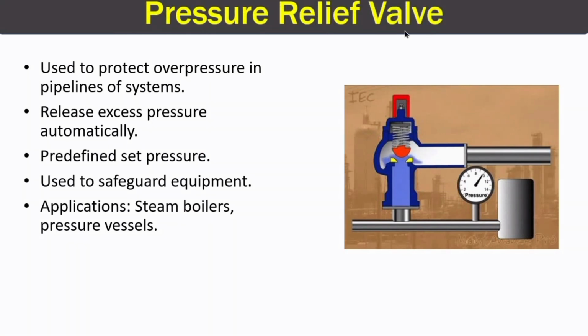Next valve type is pressure relief valve. Whenever in our reservoir there is some excess pressure that can damage or blast the reservoir or tank, this valve will automatically open and it will release that excess pressure. So they are used to protect overpressure in pipelines or systems. And there is some predefined set pressure, all right, where they operate, and they are used to safeguard equipment. They can be used in steam boilers and pressure vessels, etc.